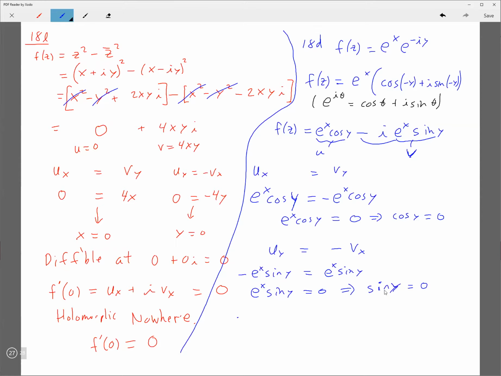Whoa, that's tricky. Can you think of any value of y where the cosine and the sine are both 0? Is that possible? No, right? Because when the sine is 0, the cosine is either 1 or negative 1, and when the cosine is 0, the sine is either 1 or negative 1. If they were both 0, we couldn't have that really nice identity where the sum of the squares is 1. And the world would be a really bad place. So that means it's differentiable nowhere, and of course it's also never holomorphic.